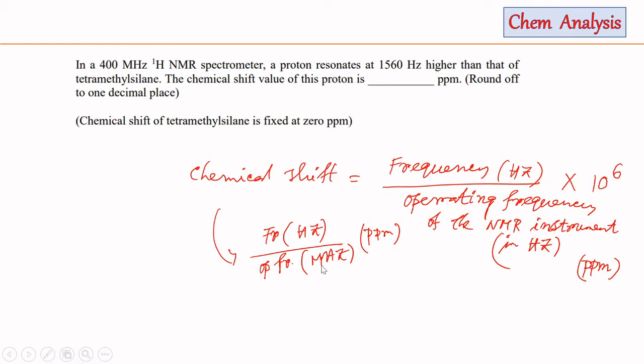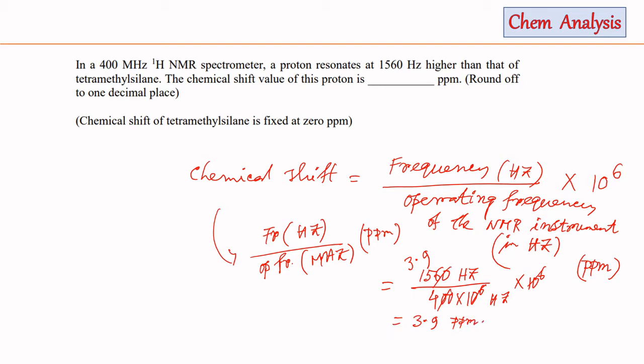So if you put the value, that is the proton resonates at 1560 Hz and the operating frequency is 400 megahertz, that means 400 into 10 to the 6 Hz, into 10 to the power 6. That means the value will come out as 3.9. That is, the chemical shift value for this proton is 3.9 ppm. It is a very simple question.